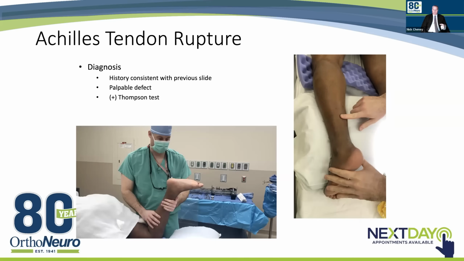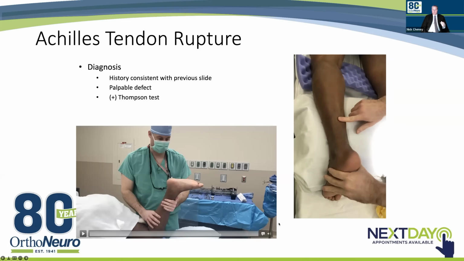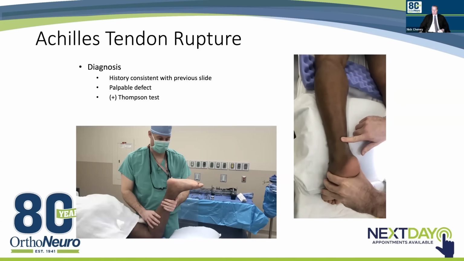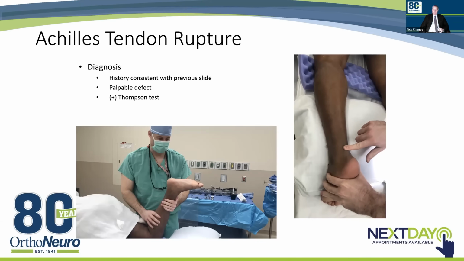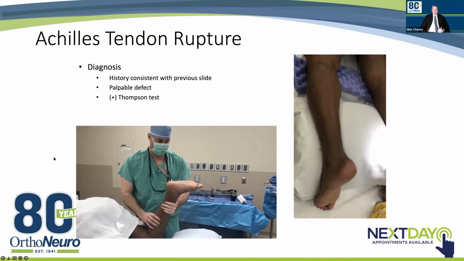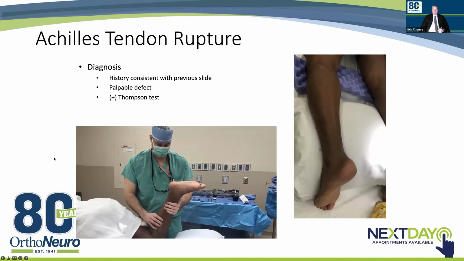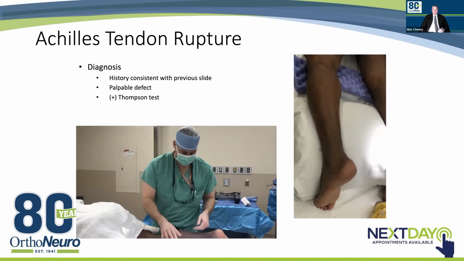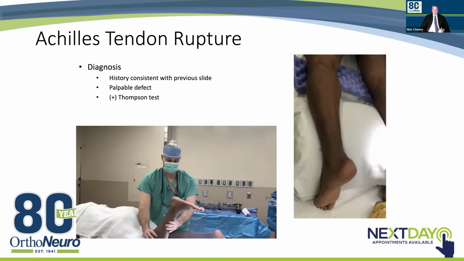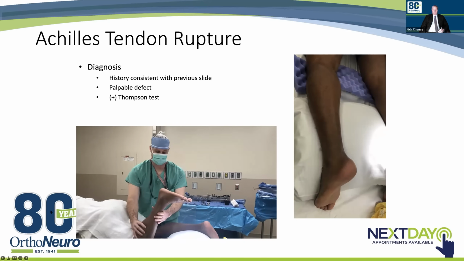Their history is consistent. I lay them on their tummy, and the first thing I do is palpate for the defect. So we can kind of see how I'm feeling the tendon, feeling the depression, the divot there, and then feeling the tendon again. And then everybody knows what the Thompson test is, where I've got the contralateral leg that's non-ruptured and the ruptured leg. So you can see how the toes don't plantar flex at all with that.